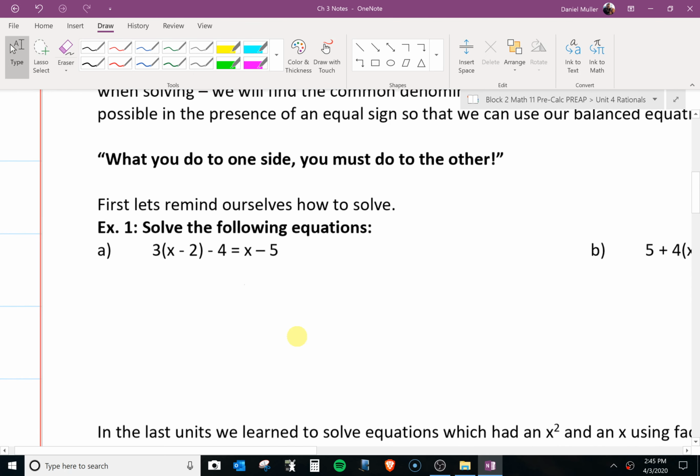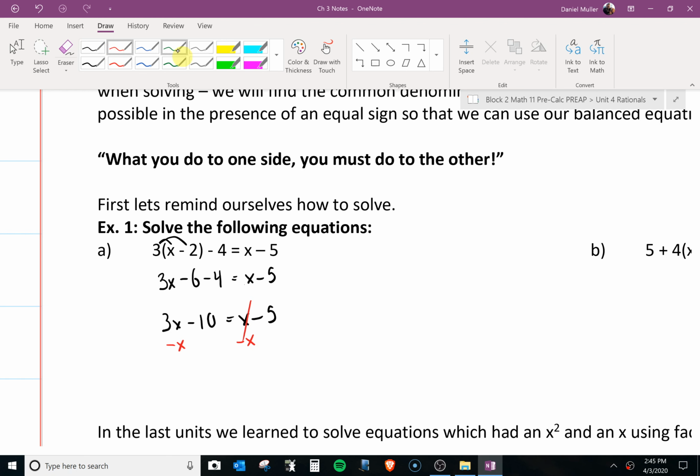Before we do that though, it's good to just remind ourselves of solving. I think I have 4 examples here. So we got some brackets in here. We can multiply the 3 in to get a 3x minus 6 minus 4 equals x minus 5. Now I can go 3x, the negative 6 and negative 4 will get us a negative 10, to x minus 5. At this point we can bring the x over to the left here by minusing it. So we'll minus it over to the left. And then I'll also just add this 10 over to the right.